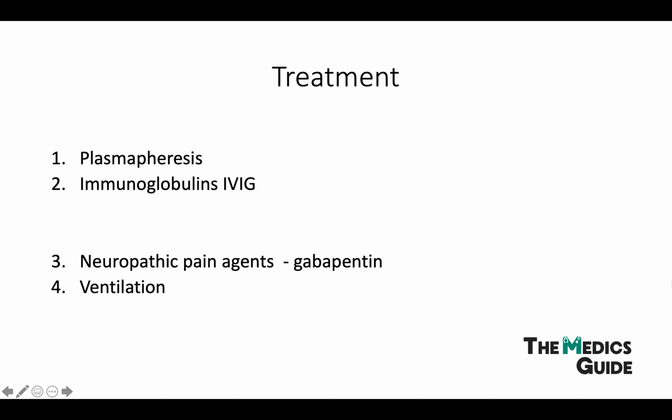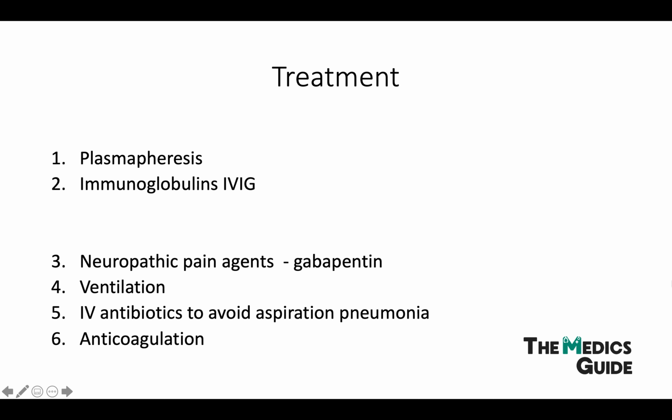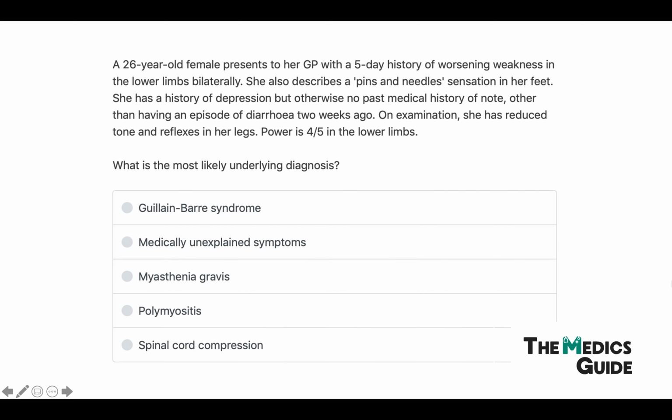Now, if the phrenic nerve is involved, then sometimes these patients will have really difficulty in breathing and may need ventilation. And if certain nerves are affected that maybe affect swallowing, then we do sometimes give IV antibiotics to avoid complications like aspiration pneumonia. And lastly, as these patients generally are unable to move because of their weakness, they will require some sort of anticoagulation.